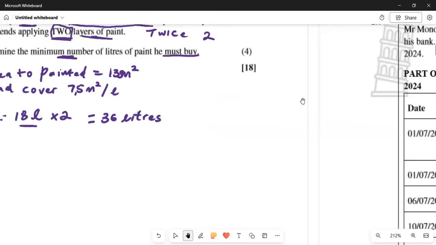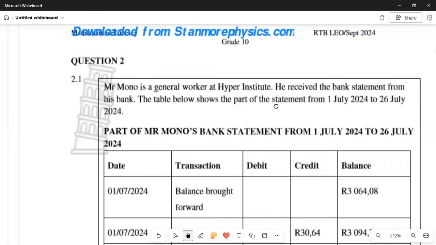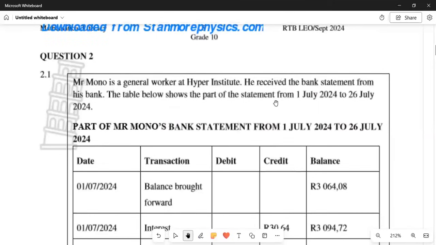Then in moving on, we are having question 2. In 2.1, we are told that Mr. Mono is a general worker at a hyper institute. He received the bank statement from his bank. The table below shows part of a statement from 1 July 2024 to 26 July 2024. All right.